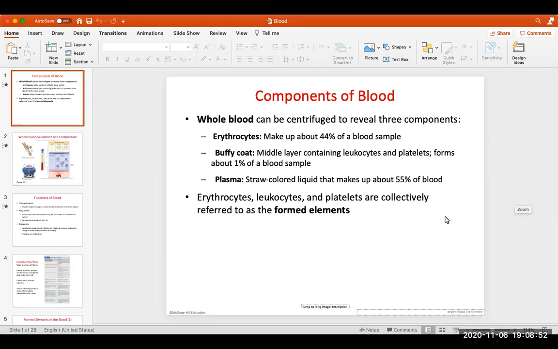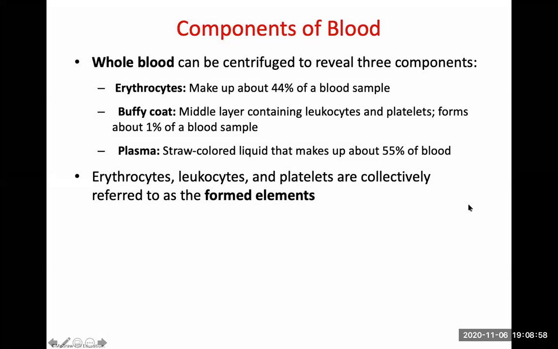Hi class, this chapter is on chapter 21, which is on blood, and we'll first talk about the components of blood. We can divide whole blood. If we take a blood sample out of a patient, we can centrifuge it down. That means spin it down extremely quickly to reveal three components of blood.